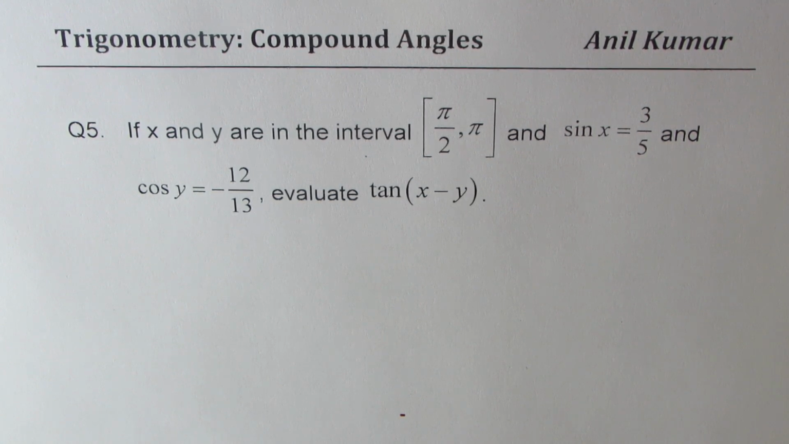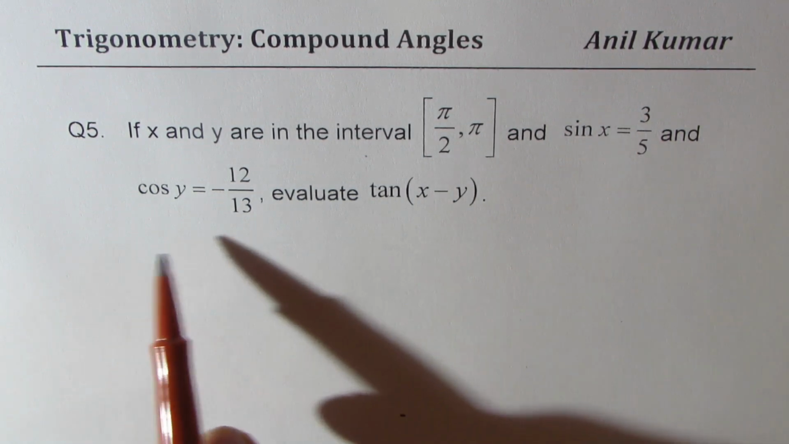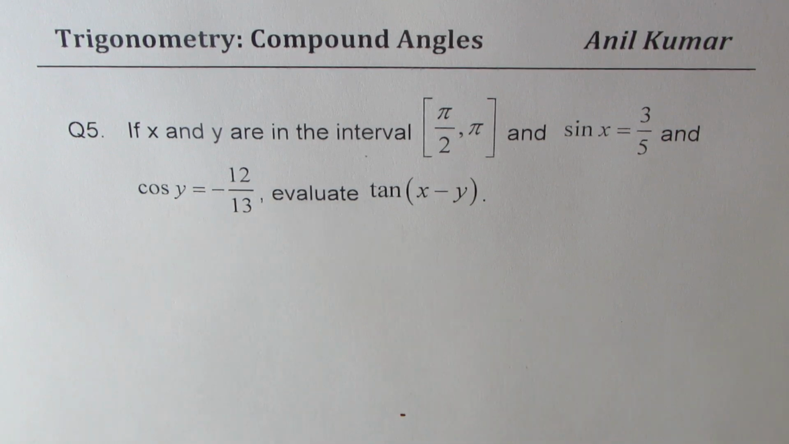Here is question number 5. If x and y are in the interval pi by 2 to pi, and sine x equals 3 over 5 and cos y equals minus 12 over 13, evaluate tan(x minus y).